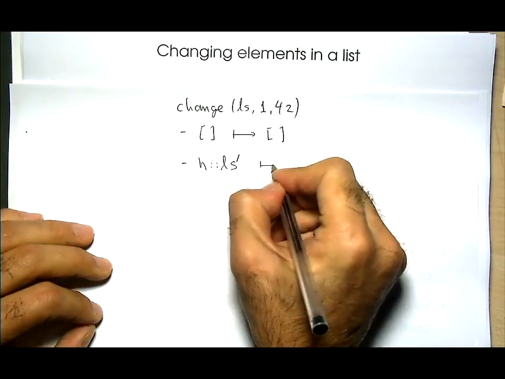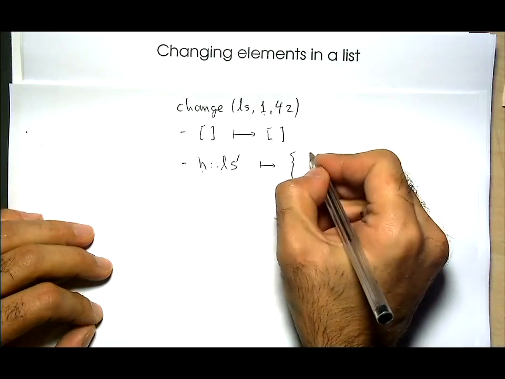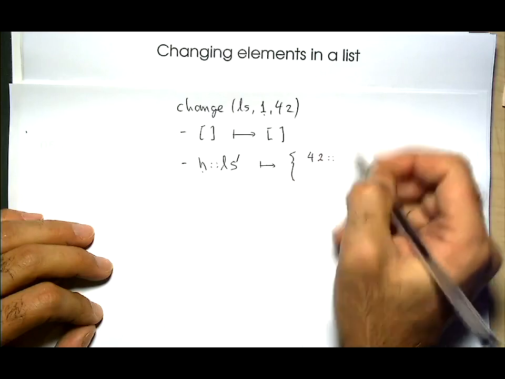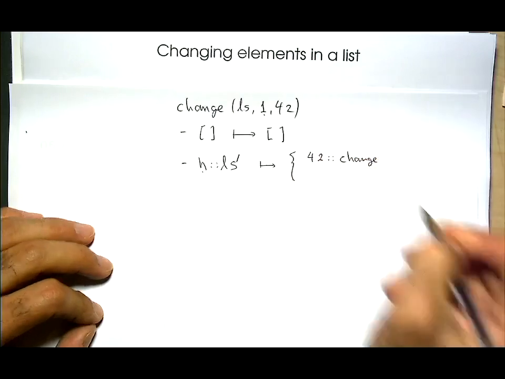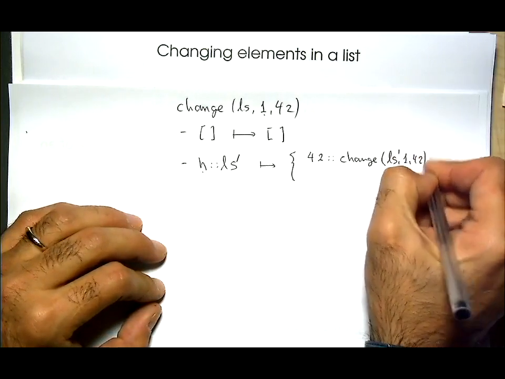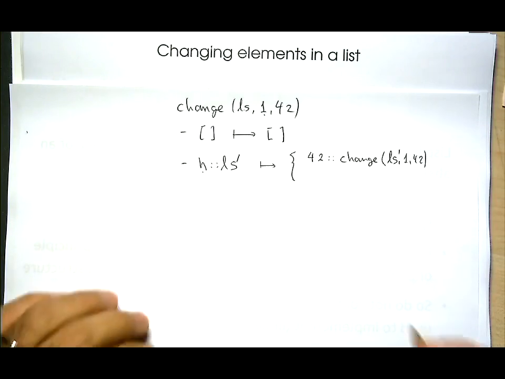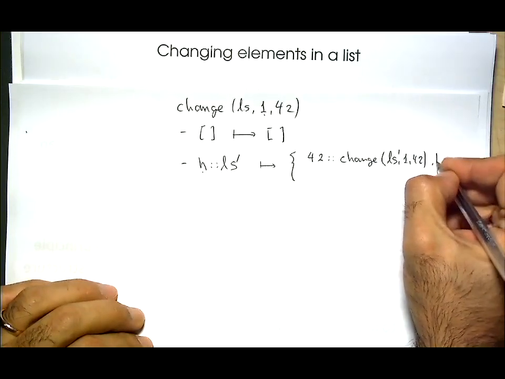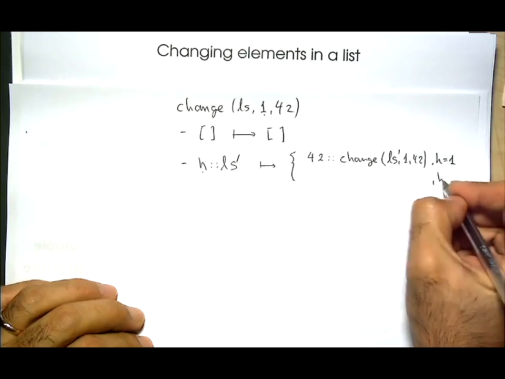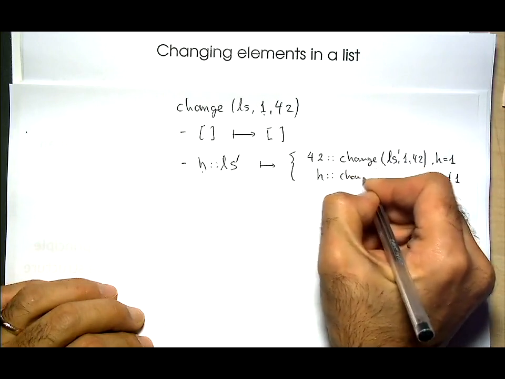And then what do I need to return? Well, there are two cases. If h equals 1, I return 42, and then I attach to it the change of 1 to 42 on the tail. So basically say, okay, take the tail, make all these changes, and then when you come back, don't put 1 back, but put 42, because I want to change 1 to 42. So this is if h equals 1. If h is not equal to 1, I say, okay, then leave h as is, but make this change to the rest.